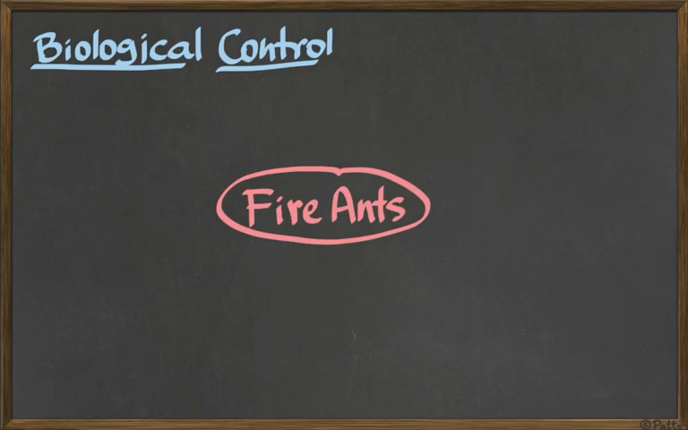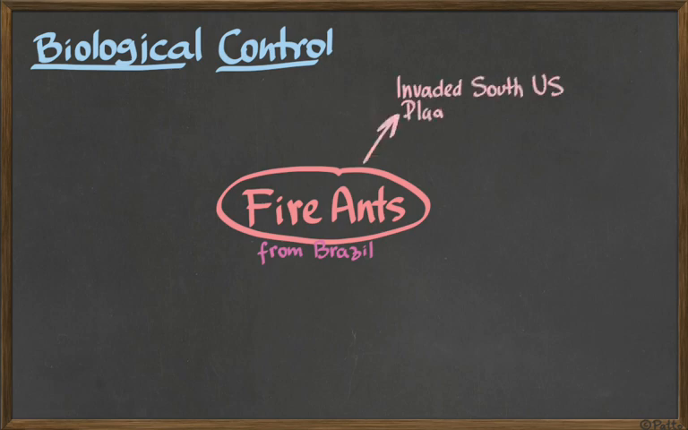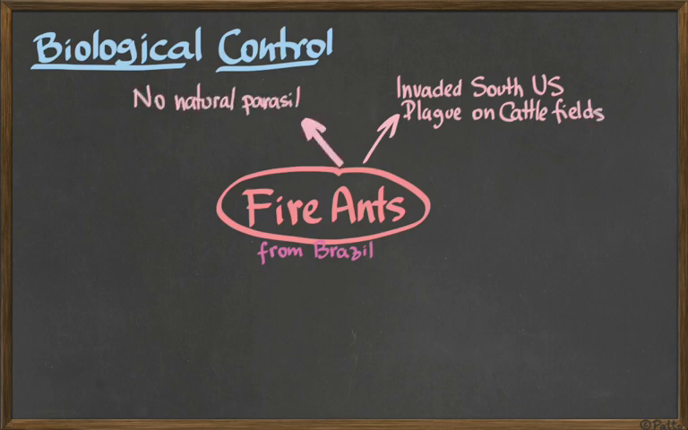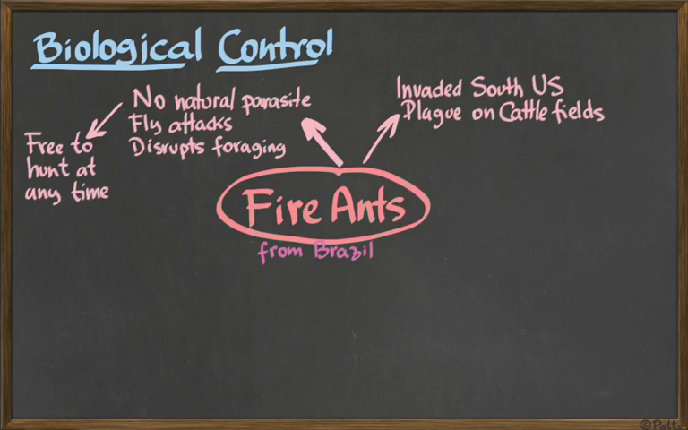So for example, fire ants. Fire ants from Brazil have been introduced in the southern United States. So it became a plague on cattle fields. Now, they have no natural parasites, no natural fly that attacks them, but the other ants in the United States do have. And actually the fire ants here in Brazil also have these flies. So there in the United States, they don't have this natural enemy. It's an enemy that disrupts the natural foraging of the ants, this fly. So these ants in the United States are free to hunt at any time.